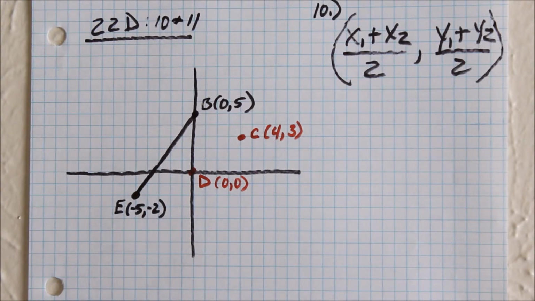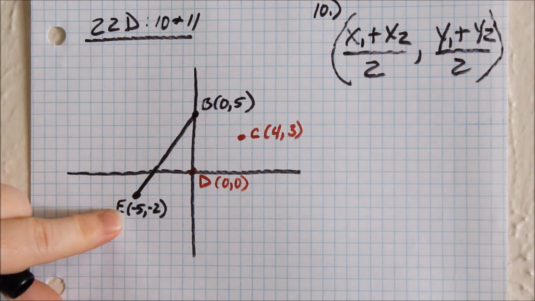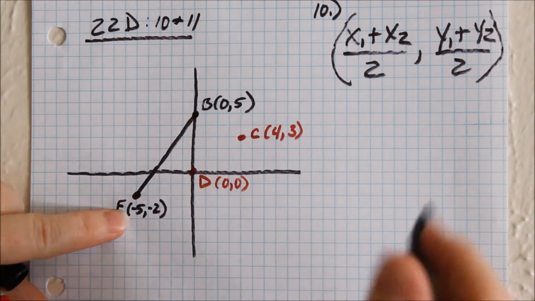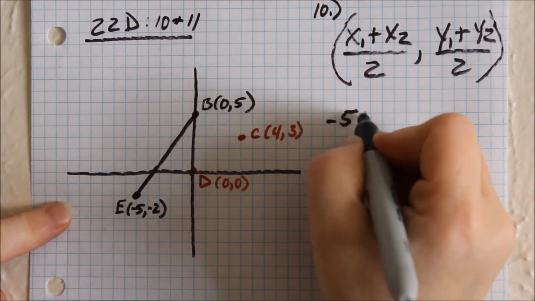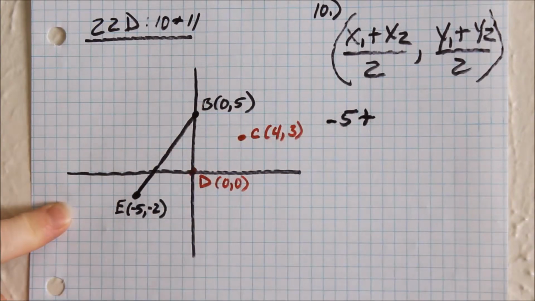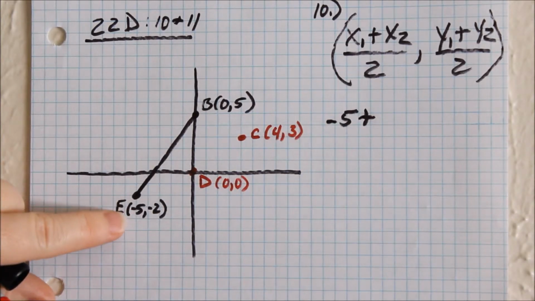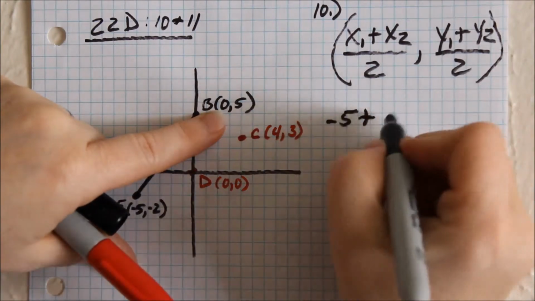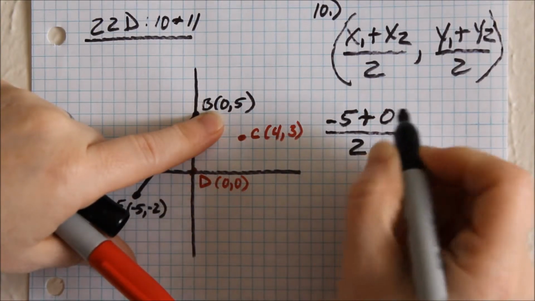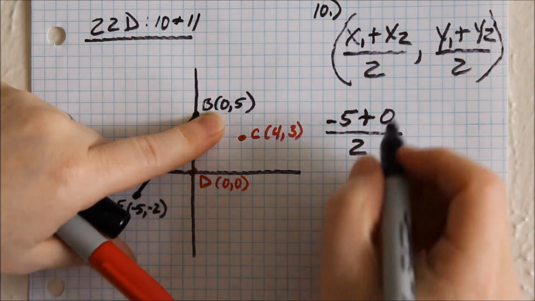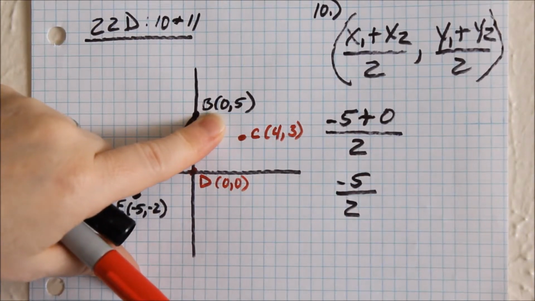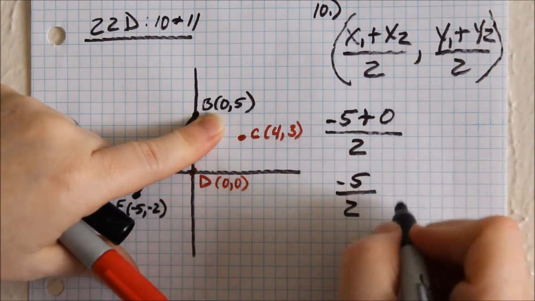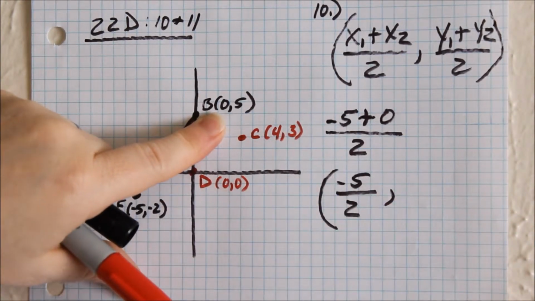So it doesn't matter which one I call 1 and 2. I basically need to add my x coordinates. So I'm going to take -5 plus, because my formula is plus. I am taking the average. So when you average, you add the two together and then divide by 2. -5 plus 0, because that's my other x coordinate, divide by 2. -5 plus 0 is just -5, and dividing by 2 is just -5 halves. So I'm just going to leave it as -5 halves. That is my x coordinate for the midpoint.